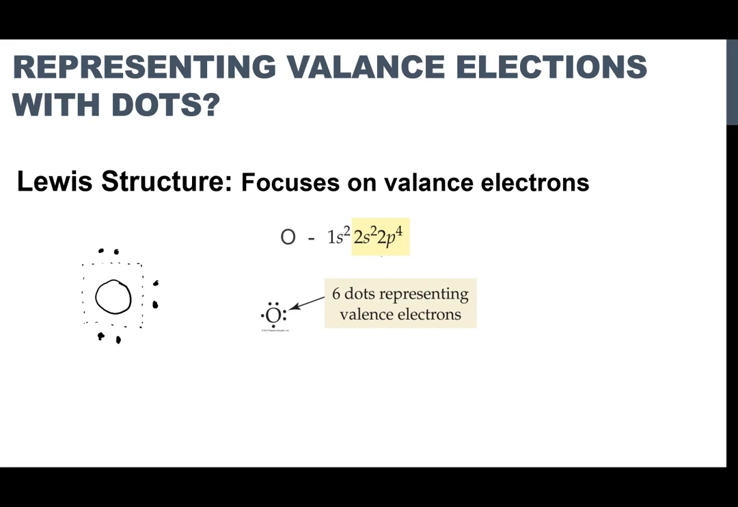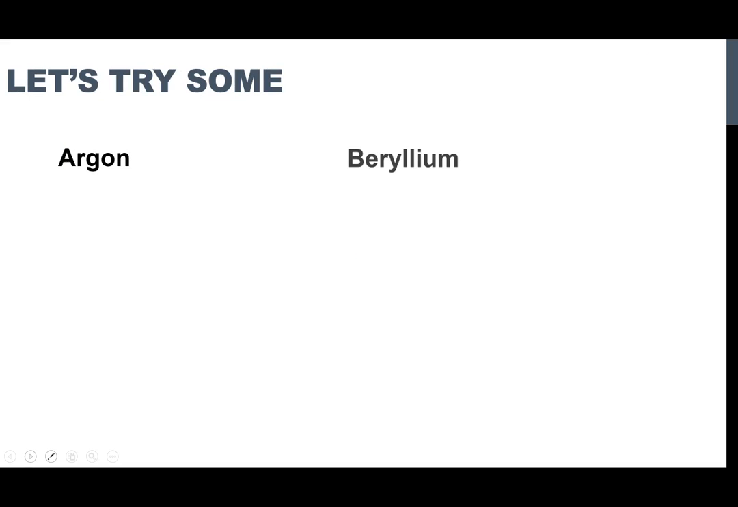I don't really care if you pair the dots up like I did, 2, 2, 2, or if you pair, and put one here and one on that side, it doesn't really matter to me. As long as there's 6 dots around that chemical symbol, that's really what I'm looking for here. Okay, so let's try a couple. Go ahead and pull out a periodic table if you don't already have one out. Pause the video and see if you can do the Lewis dot structure for an atom of argon and a Lewis dot structure for beryllium.